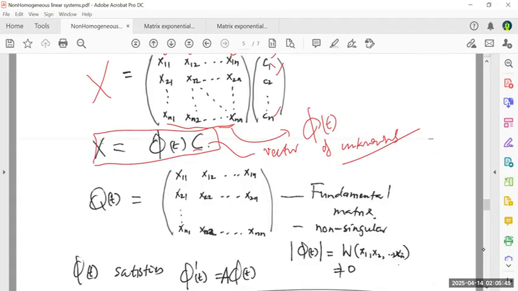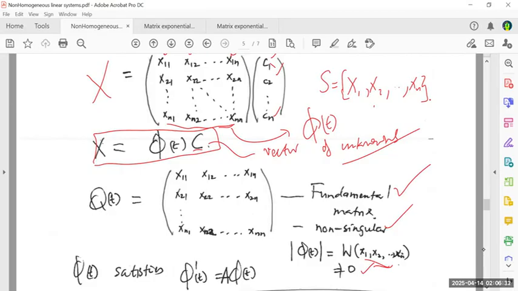Okay. And remember x1, x2, xn, they form the fundamental set of solutions to the homogeneous equation or the homogeneous system. So the matrix that is formed from these vectors is now what we call a fundamental matrix. And we know it's non-singular. Why? Because the determinant of that matrix is actually the Wronskian of all the solution vectors, which we know is not zero because these solution vectors are linearly independent.